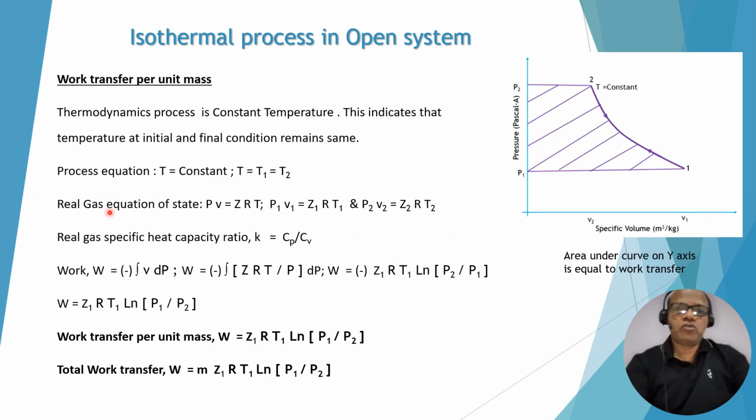Now the isothermal process in an open system, temperature is the same. On the PV diagram, the area under the curve on the y-axis is equal to work transfer. In the same way we can write W is equal to minus VdP, and V is replaced by ZRT by P. So further, minus Z1RT1 natural log P2 by P1, or minus is replaced by changing the ratio of P1 and P2. So W is equal to Z1RT1 natural log P1 by P2. This is the equation for work transfer per unit mass. Total work transfer, just multiply with mass. So this is shown on the PV diagram for work transfer.